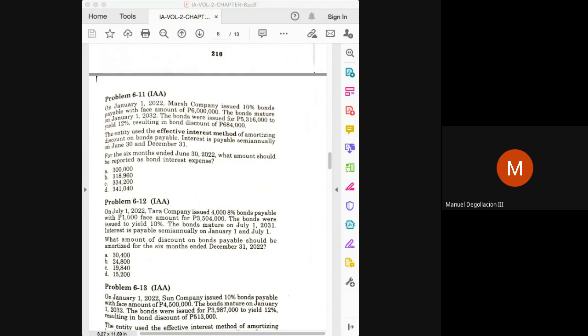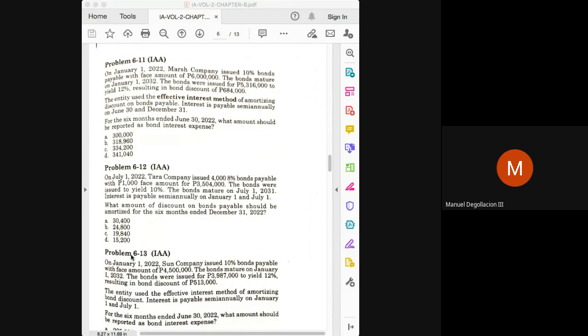Now, proceeding to problem 6-12. July 1, 2022, Tara Company issued 4 million 8% bonds payable with 1,000 face amount for 3,504,000. The bonds were issued to yield 10%. The bonds mature on July 1, 2031. Interest is payable semi-annually on January 1 and July 1. What amount of discount on bonds payable should be amortized for the 6 months ended December 31, 2022?